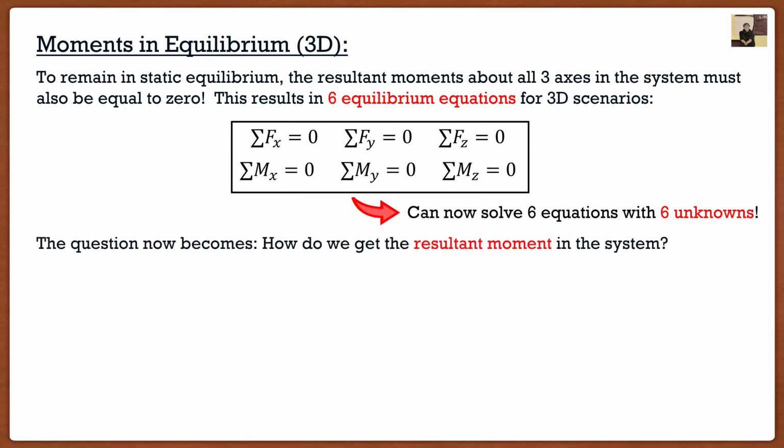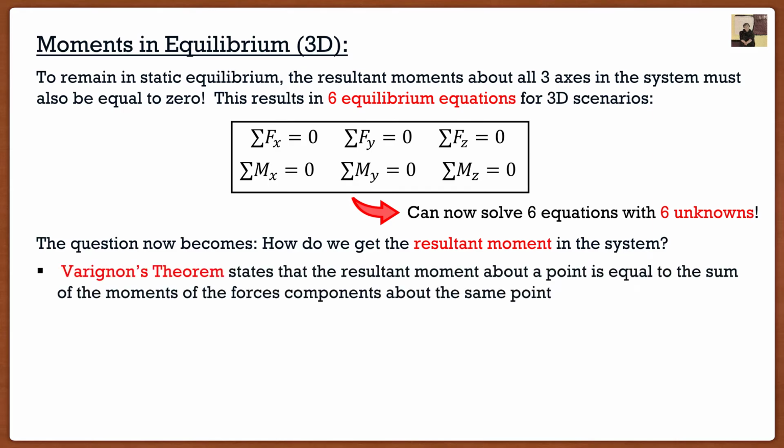But if you were talking about resultant moments, because again, we're talking about the summation of moments, the question becomes, how do we get resultant moments in a system? This is something you could be asked, just to find a resultant moment, not solve unknowns. Well, it's actually very simple using a specific theorem called Varignon's theorem. I'm not sure if I say that correctly, but the theorem states that the resultant moment about a point is equal to the sum of the moments of the force components about the same point.